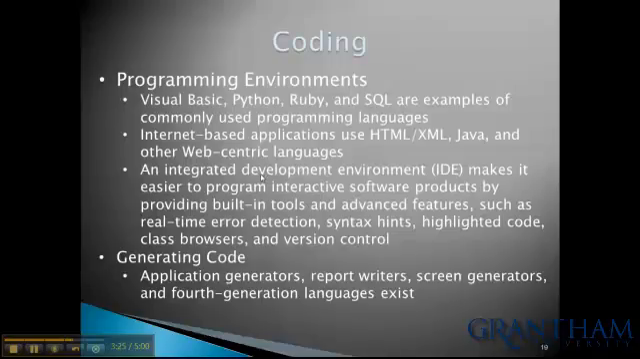When coding, you have a programming environment. Visual Basic, Python, Ruby, and SQL are examples of commonly used programming languages. Internet-based applications use HTML, XML, Java, and other web-centric languages. An integrated development environment makes it easier to program interactive software products by providing built-in tools and advanced features such as real-time error detection, syntax hints, highlighted code, class browsers, and version control. Generating code: an application generator, report writer, screen generator, and fourth generation languages exist.